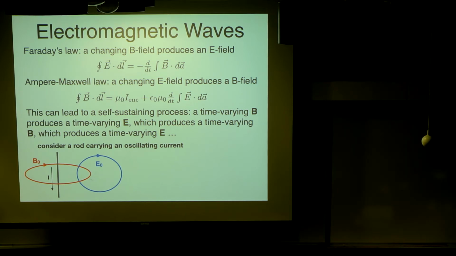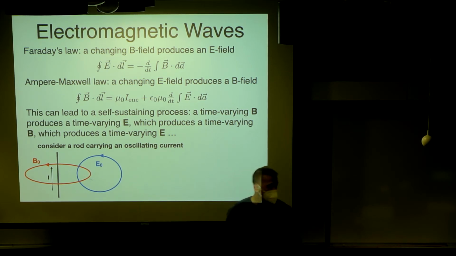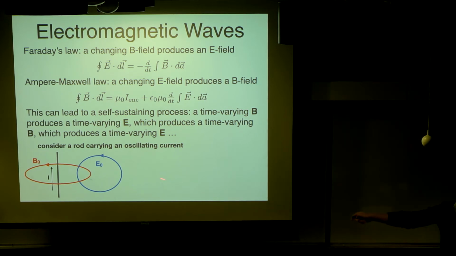So then, we'll just imagine the current flips once again, because this is just going to continuously happen. The current's now going up. All right, so now the B field here flips back the other way, and that means now this E field flips. And now we have a changing E field in this region over here, which gives us, according to the Ampere-Maxwell law, a B field, okay?